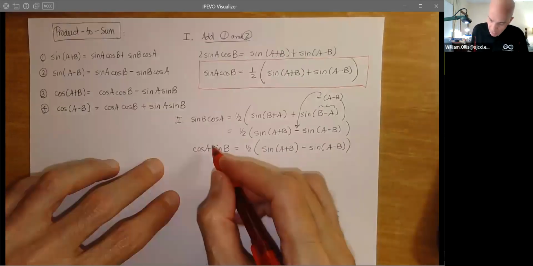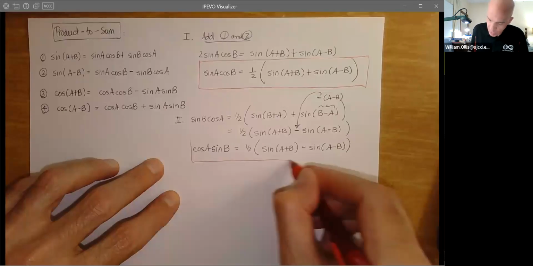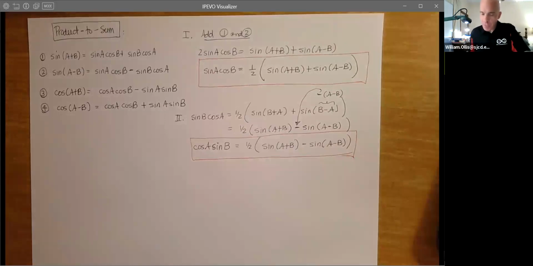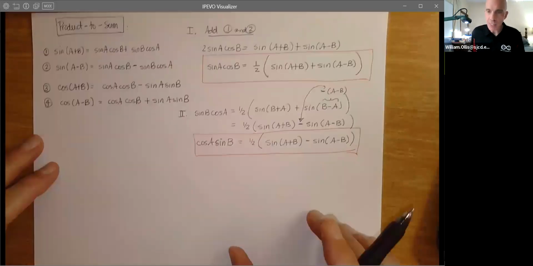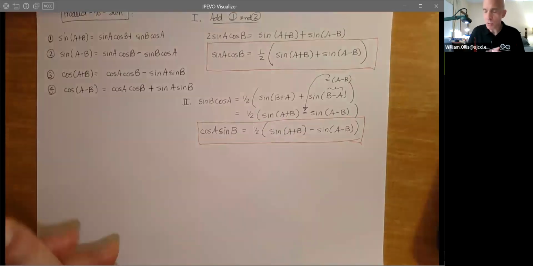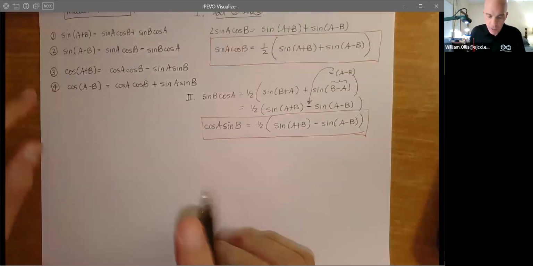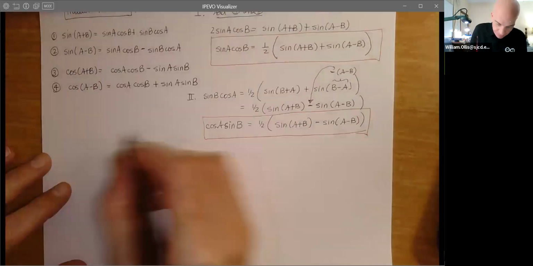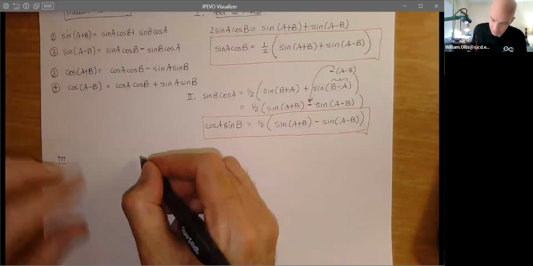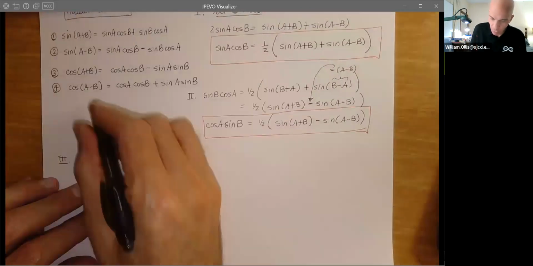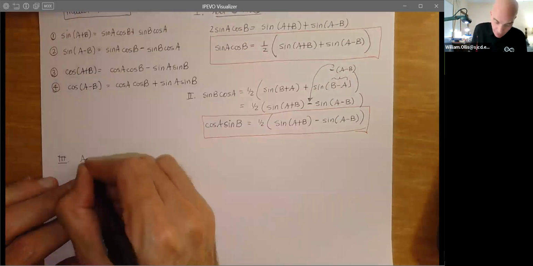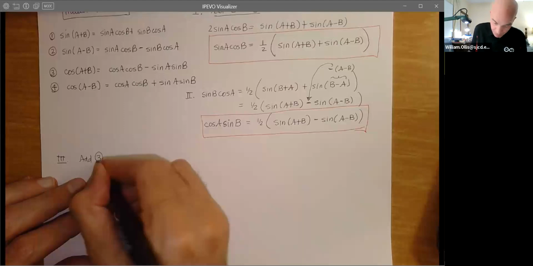So again, a companion formula that you can get just by interchanging A and B. So really, if you know this, you automatically know that one. But it's convenient just to have it written down, and the literature always includes it. Now, for the next one, for 3, we'll do what we did up here. We're going to add 3 and 4, and then subtract them because we don't have the luxury of the sine cosine terms here. So add 3 and 4.